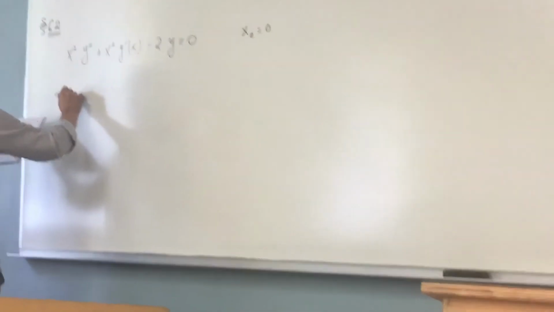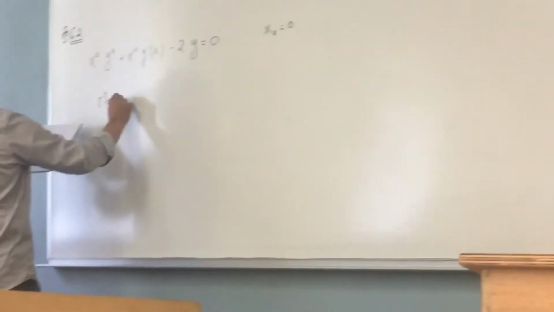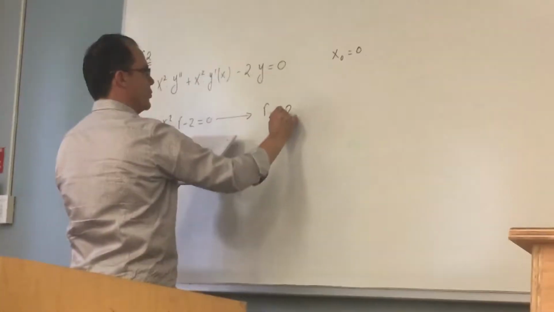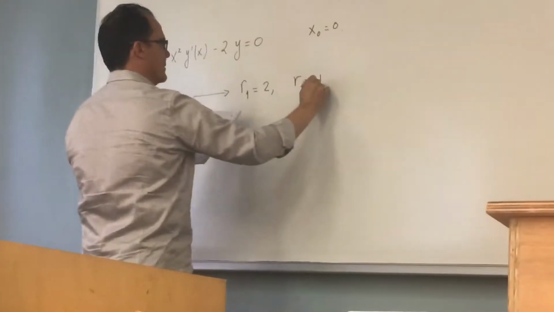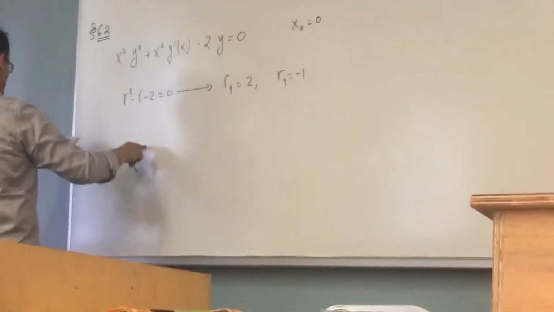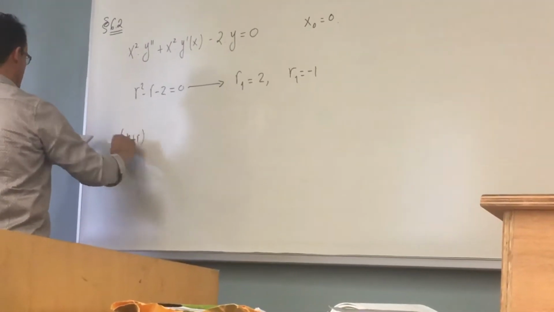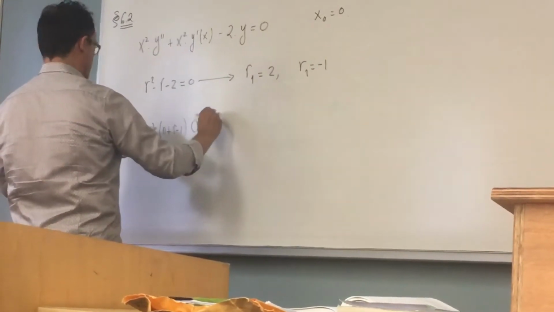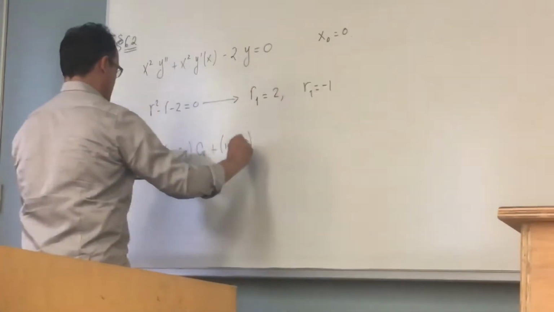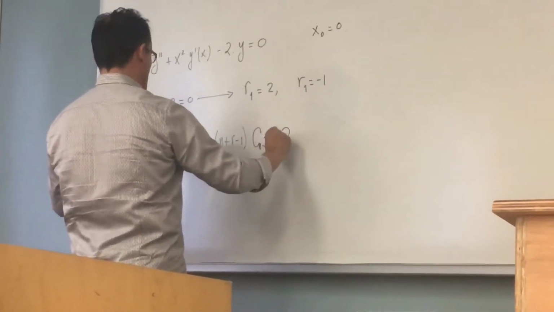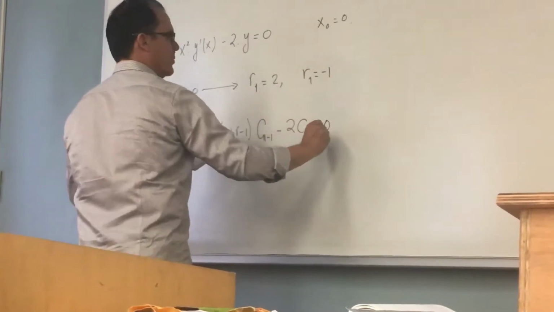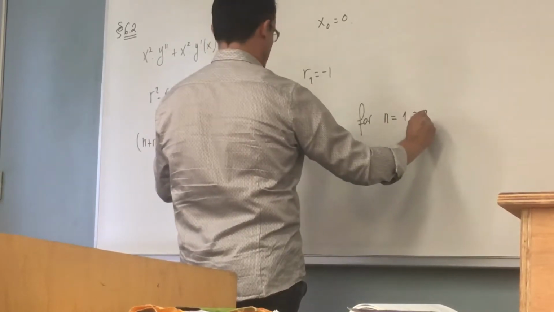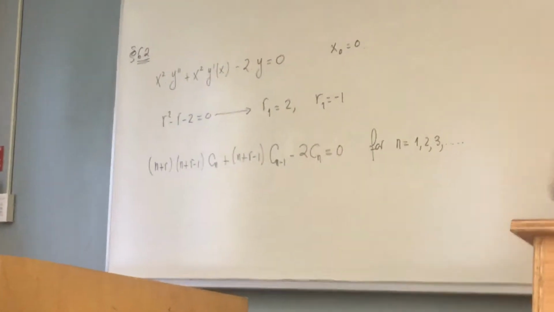Where were we at this point, right? The initial equation was this quadratic equation. That gives us the two values of r, with the largest being 2 and the smallest being -1. And this was the recursive formula: (n+r)(n+r-1)Cn + (n+r-1)Cn-1 - 2Cn = 0. And this was valid for n starting at 1, right?